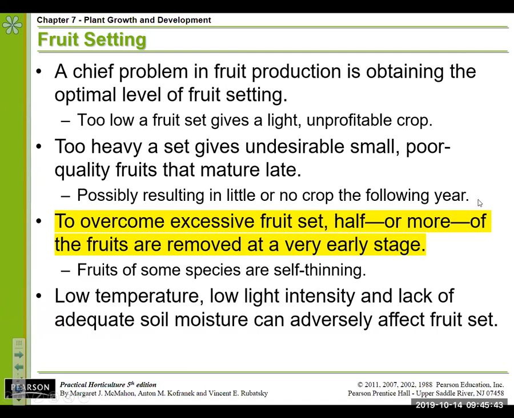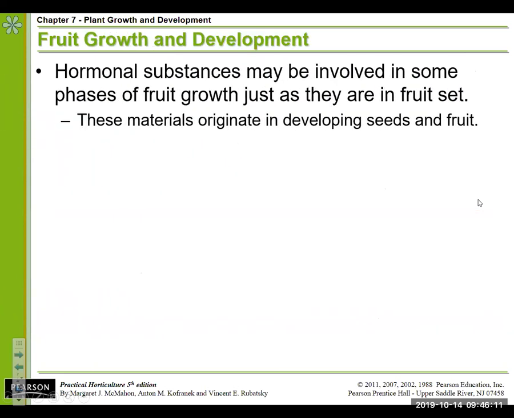We also have issues with temperature, light intensity, and low soil moisture that can adversely affect the setting of fruits. Ideally, we want the optimal conditions: the right temperature, not too low, not too high, the right amount of light, and of course the right amount of soil moisture, because the majority of those fruits is water.